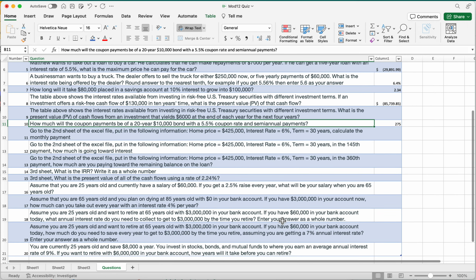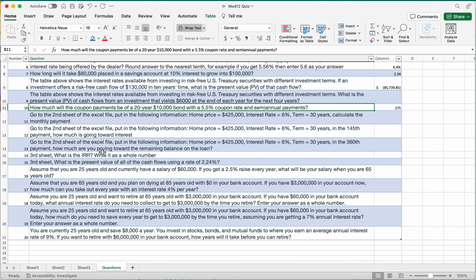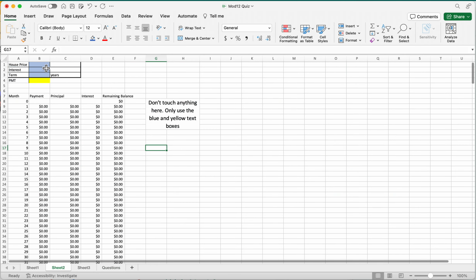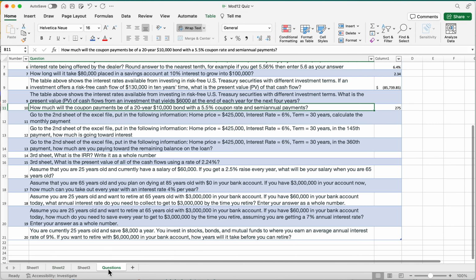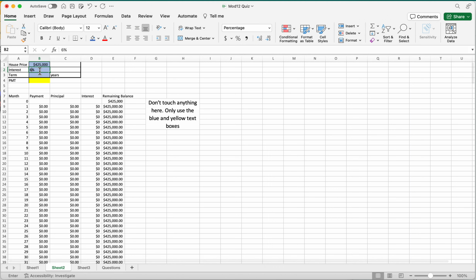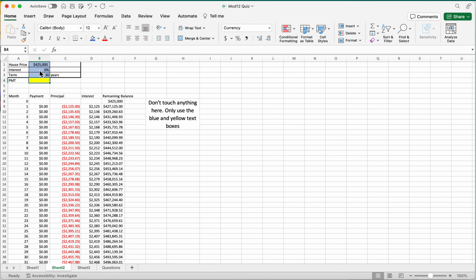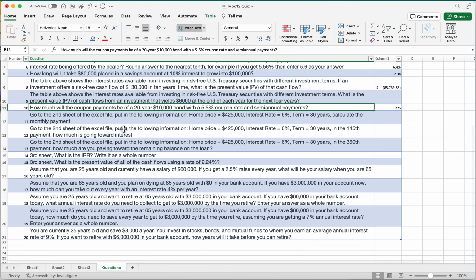For this next one, we're going to go to the second sheet of the Excel file, and we're going to put in the following information. So a $425,000 house. Then we're going to put in a 6% interest rate for 30 years. We need to calculate the monthly payment.